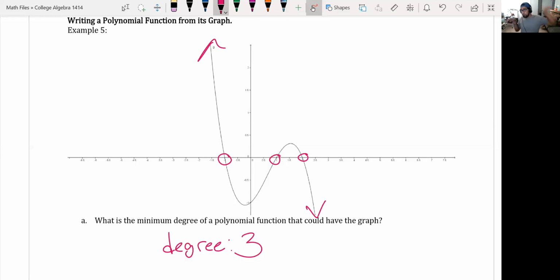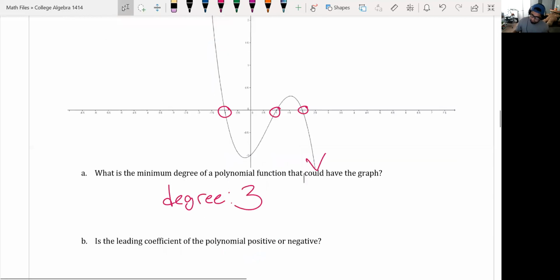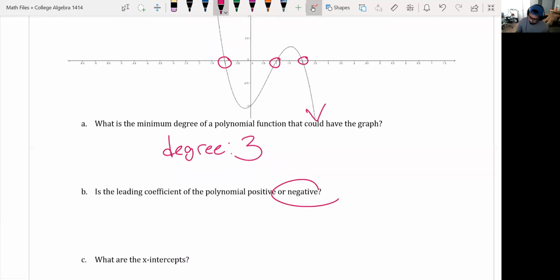I'm gonna squeeze in to fit in my screen. Top left to bottom right, which means we have an odd degree. And if you go top left to bottom right, reference the first page, you will see that we have an odd function with a negative leading coefficient. So we have a negative leading coefficient because of the tails. We go up to the left and down to the right.